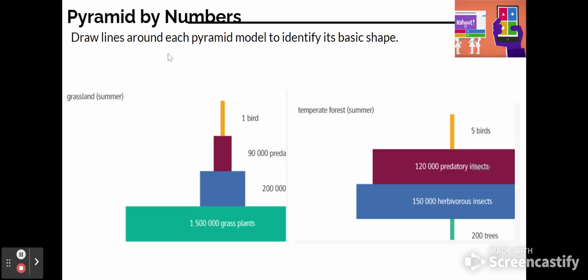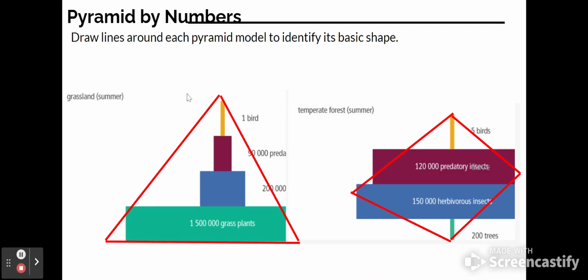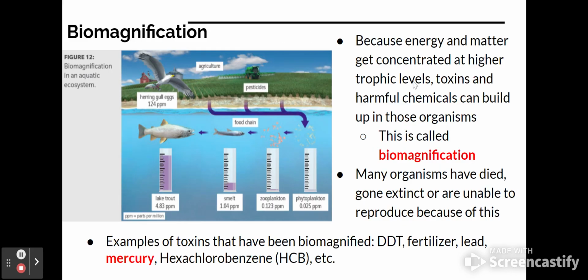Now, I want you to draw the lines around each pyramid model to identify the basic shape of this pyramid. So if we draw lines around it, this is a triangle pyramid because there's a lot at the bottom and very little at the top. And then here, there are very few trees because one tree gives a lot of food, right? So we have a lot of insects, a lot of other insects, and then very few birds.